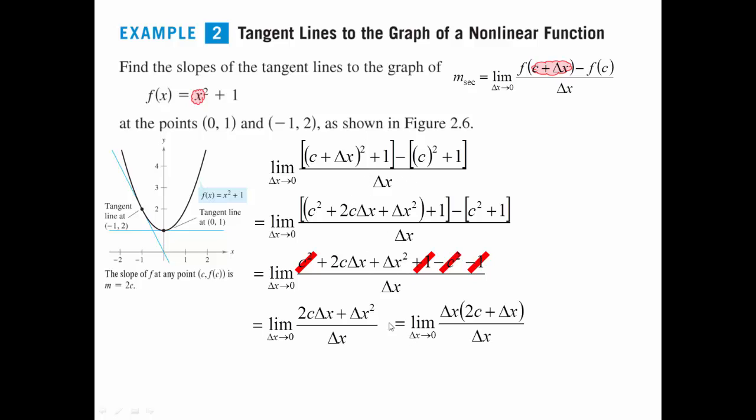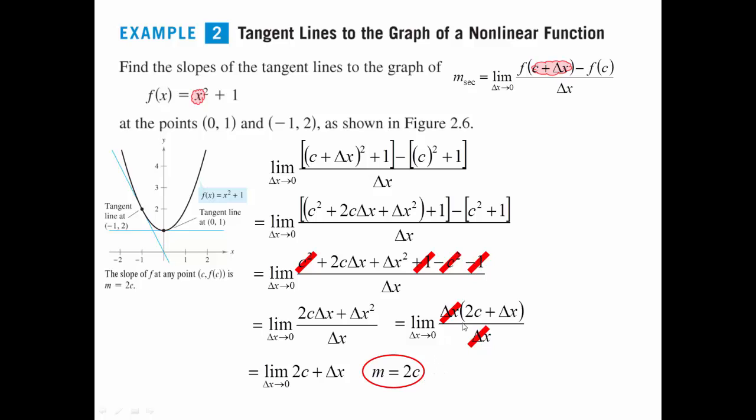So now I'm able to factor out that delta x, and these cancel, and I get the limit as delta x goes to 0 of 2c plus delta x. Now, what do you do with this? Well, you know that whenever you can, you should try to take your limit and do a direct substitution. Put in a 0 for delta x, and we get 2c.